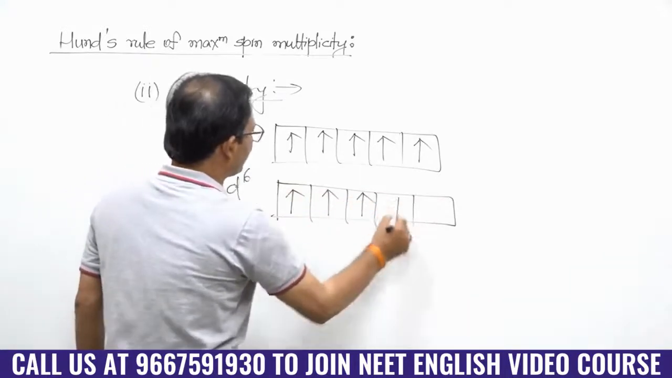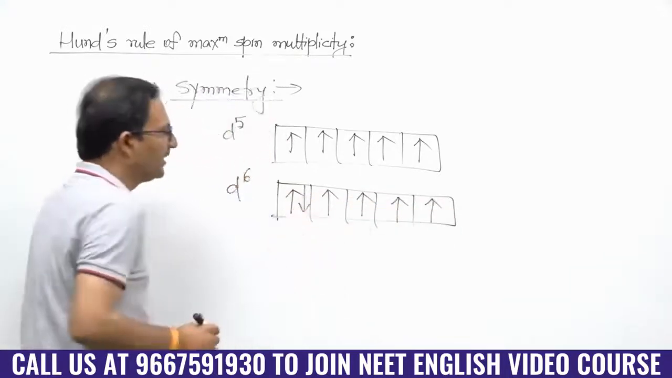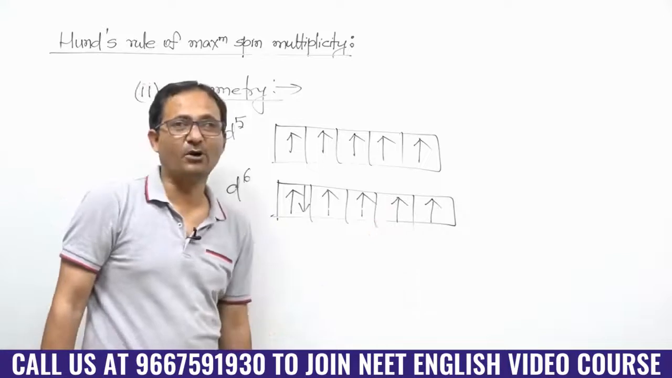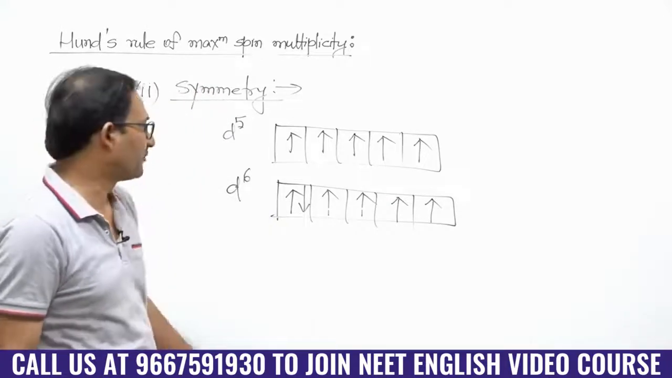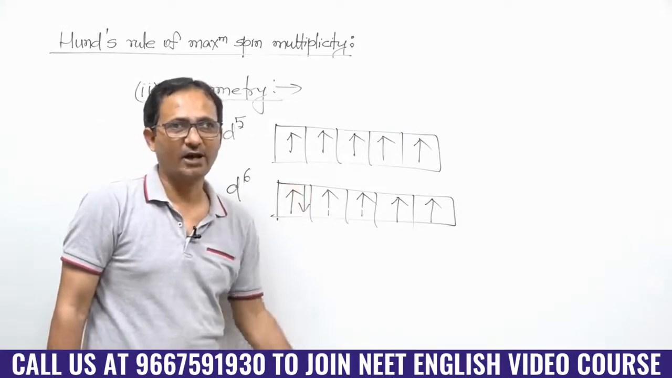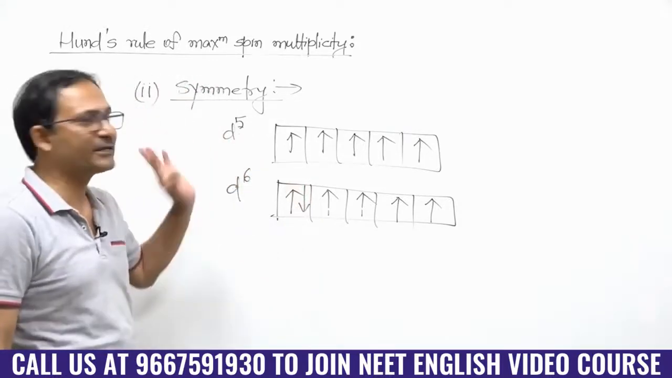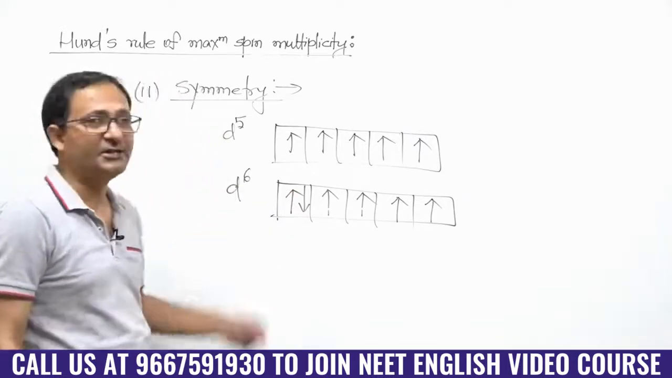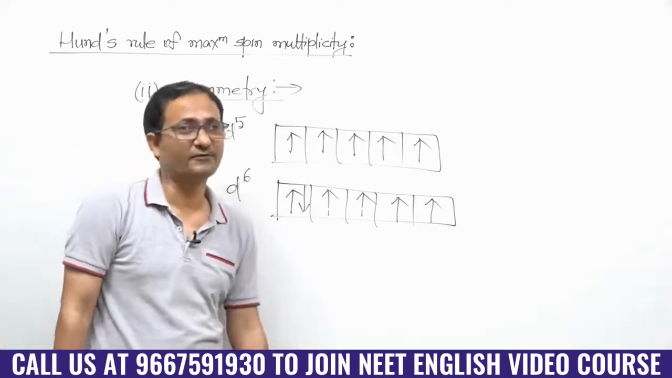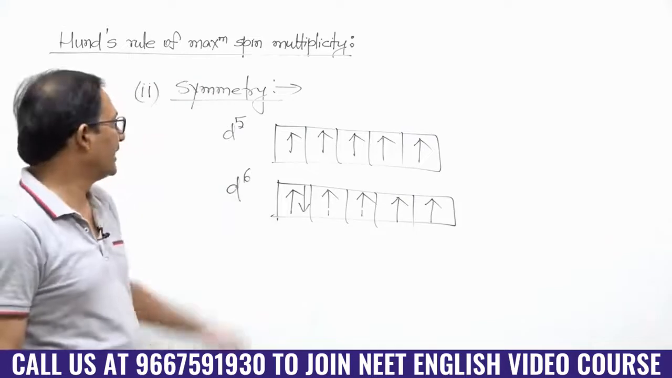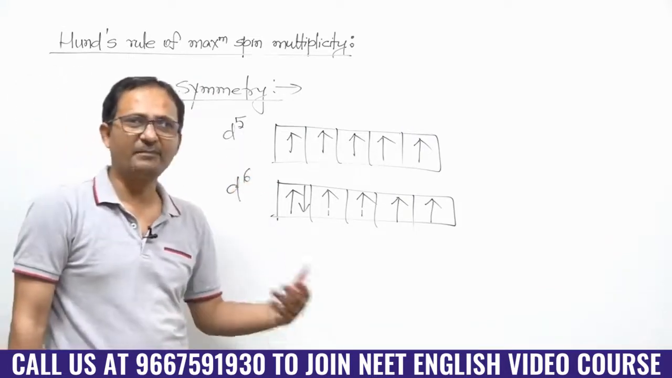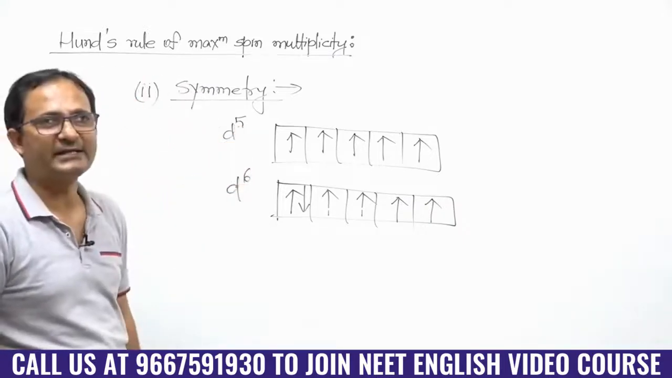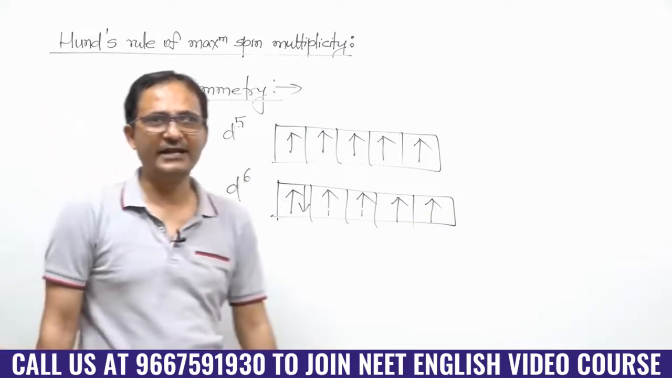But if you say d6, fill the 6 electrons according to Hund's rule, like this way. Now here one d orbital has 2 electrons and the other 4 d orbitals have 1 electron each. Therefore, you can say it is not symmetrical. Now, you have seen earlier that in the case of d5, the number of exchanges of position of electrons is 10, and in d6 also, the number of exchanges is 10. In both d5 and d6, the number of exchanges is the same. Therefore, d5 will be more stable than d6 because in d5 there is symmetry.